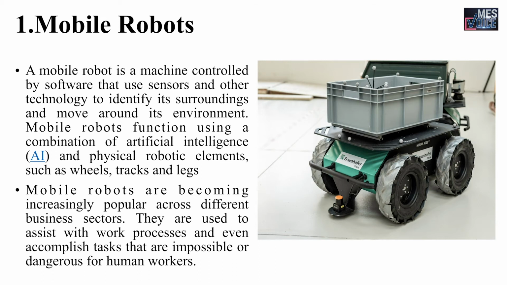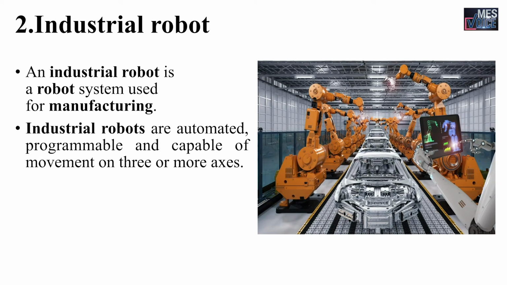Next robot is the industrial robot. These robots are used in manufacturing. These robots are automated, programmable, and capable of 3 or more axes. From the figure we can see a manufacturing robot used in industry. From the right hand side we can see an automation going on simultaneously. These industrial robots are mainly used in manufacturing industries.